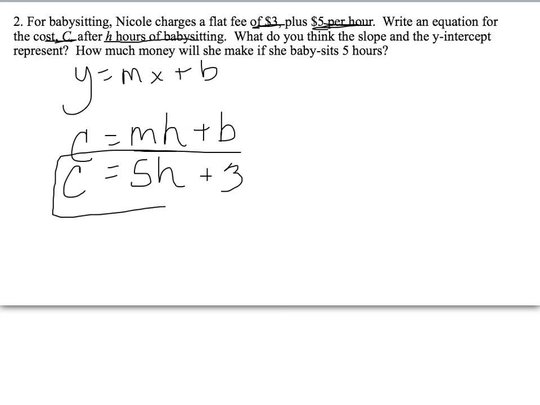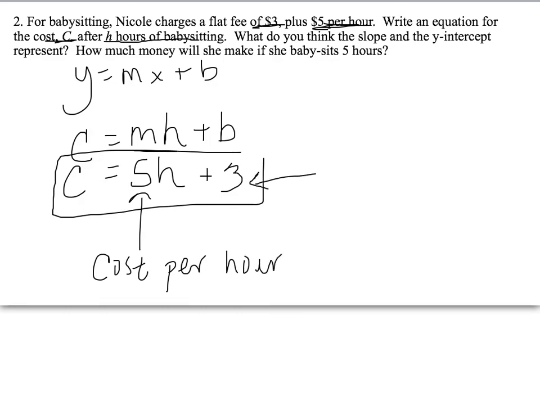Now the second question says, what do you think the slope and the y-intercept represent? Okay, so here's the slope. This is going to represent the cost per hour. Okay, and then the y-intercept, which is right here, represents the flat fee.